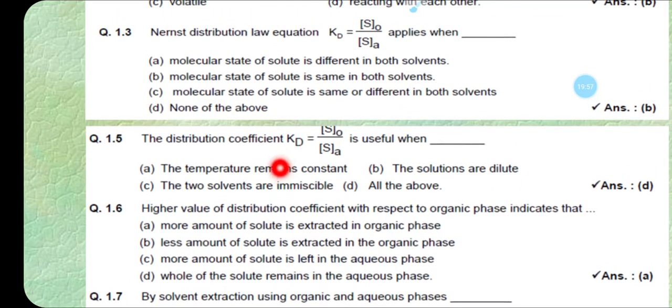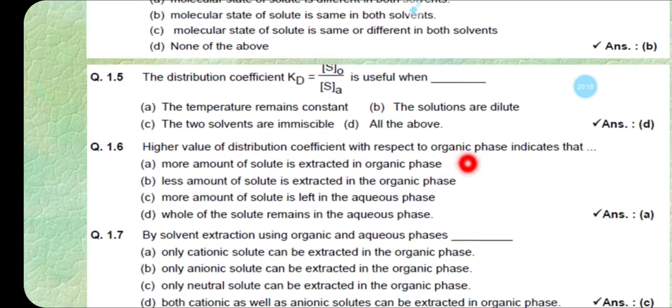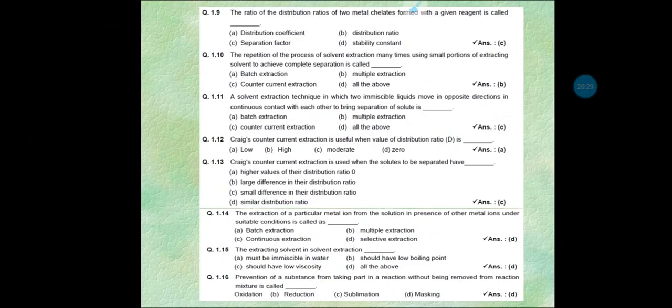Similarly, the distribution coefficient Kd is useful when temperature remains constant, right? The solutions are dilute, that is also correct. The two solvents are immiscible, that should be correct. That means all of the above. The higher the value of distribution coefficient with respect to the organic phase, the more solute is extracted in the organic phase. So in this way there will be several MCQ type questions.